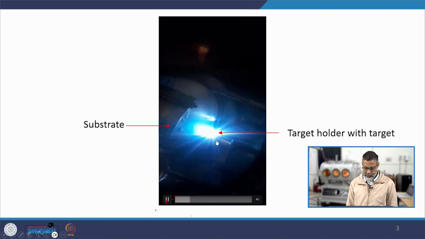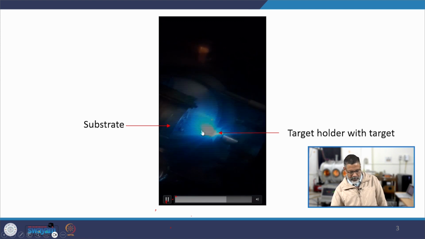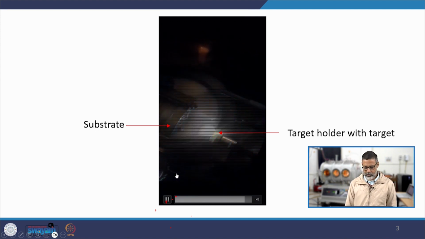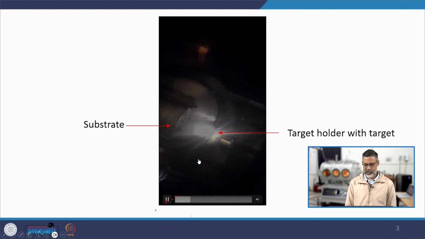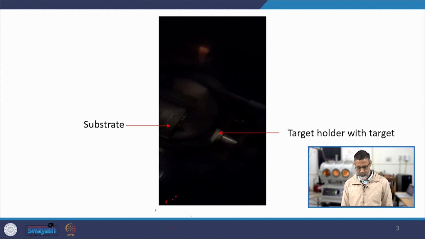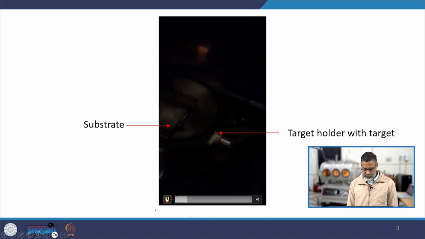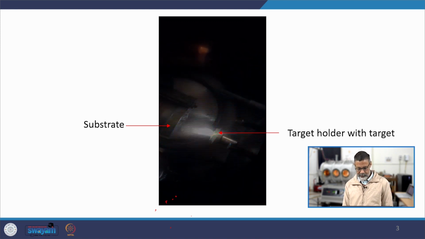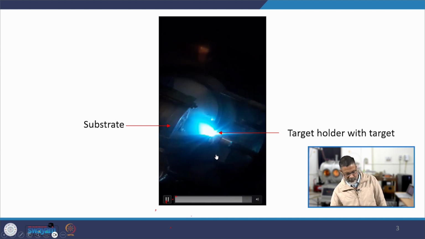We can use different kinds of gas inside the chamber. Sometimes you can use an inert gas like argon or helium to slow down the species which are ejected from the target, or you can use reactive gases like oxygen or nitrogen to deposit oxide or nitride thin films. Here we are depositing zinc oxide and nickel oxide, mainly oxide based thin films. So, you can see the generation of plasma inside the lab with the help of laser.